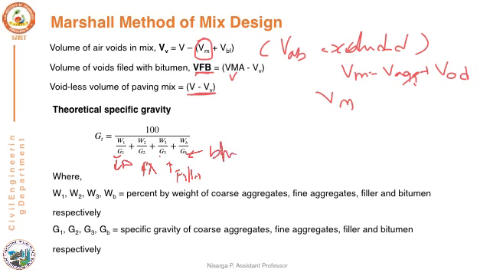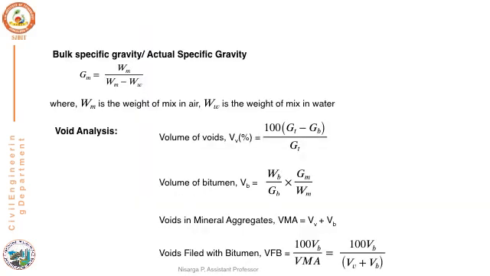So now the theoretical specific gravity can be calculated using the weight of the fine aggregates that you have used and the specific gravity of the fine aggregate, and the weight of the coarse aggregate that we have used divided by the specific gravity of the aggregate. So using this expression you have to determine the theoretical specific gravity. After determining theoretical specific gravity, find out the bulk specific gravity, or actual specific gravity.